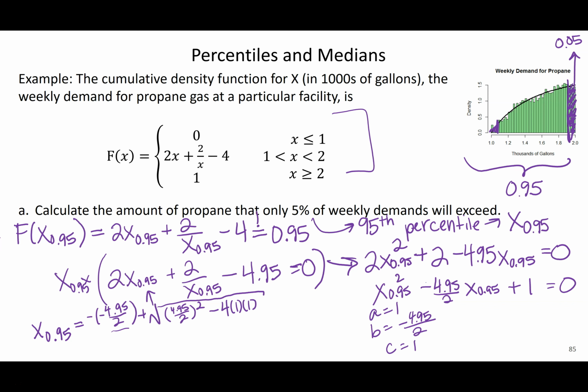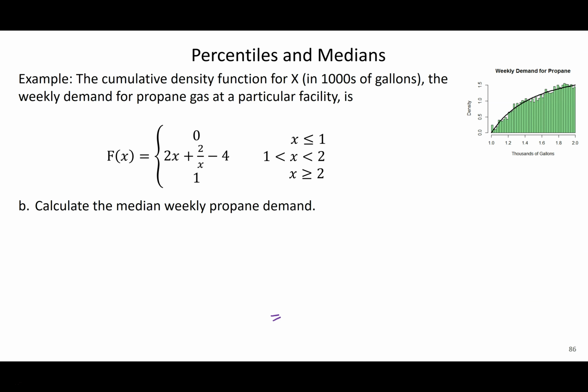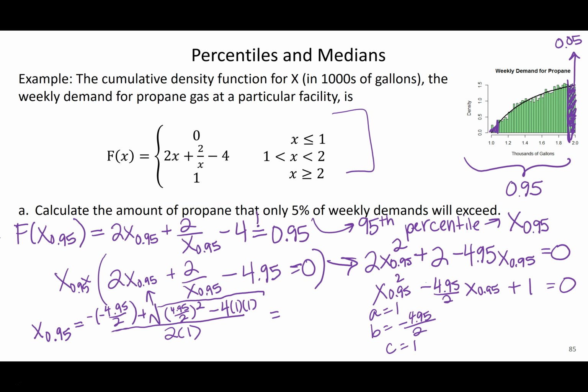All over 2 times A, which is 1. And I'm going to get two possibilities here. I could get 0.509 or 1.966. So remember, x is in thousands of gallons, and this function's really only defined for, or at least what we're using, between 1 and 2. So it cannot be 0.5. It will be this value.